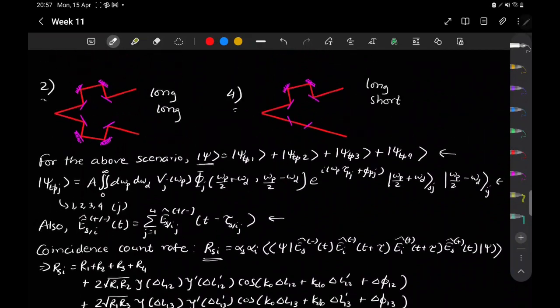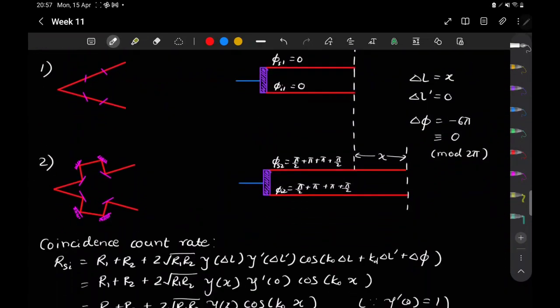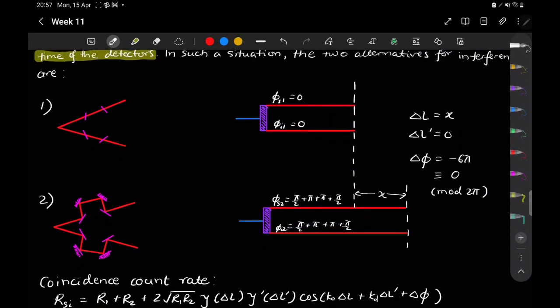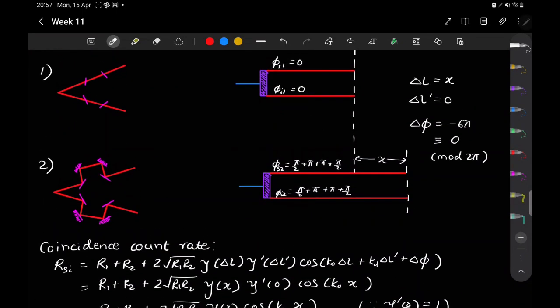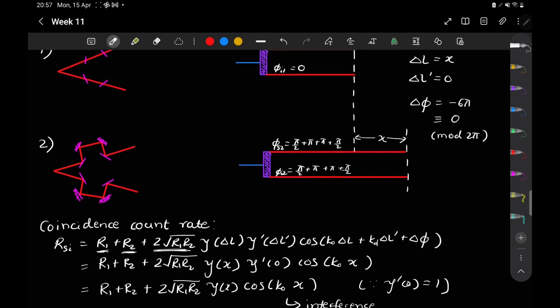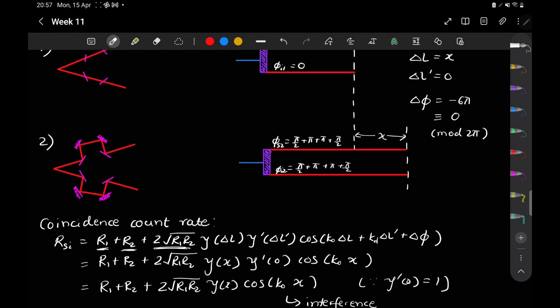That's because when you had two alternatives, let's say two alternatives, then the coincidence count rate was basically a term wherein you consider only one or the first alternative, then a term when you consider only the second alternative, and then a cross term. So these are the terms that are there.